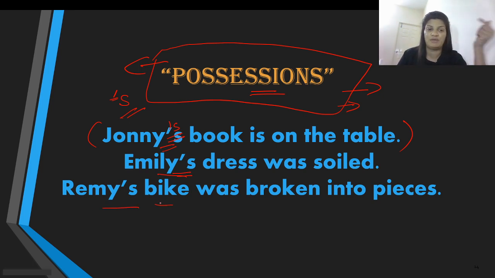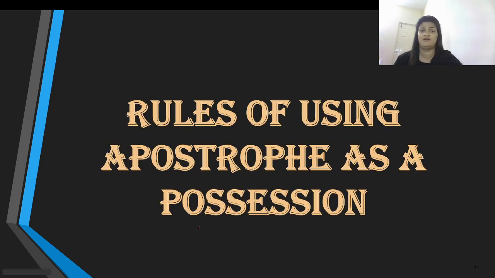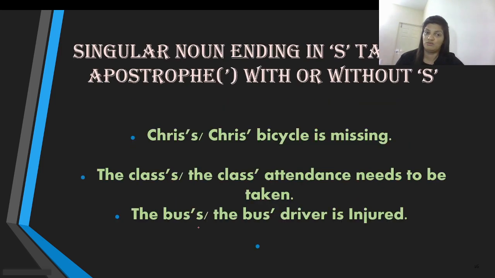Similarly, Remy's bike. Whose bike? Remy's bike. So rather than saying the bike which belongs to Remy, we are just using the apostrophe and the letter S. So this is the standard rule. This is the basic rule wherein you just add the apostrophe and letter S to show the possession or the ownership. But there are different types of nouns that we have, and you need to know how to use the apostrophe and the letter S with those. So I'm going to take you through a few examples and clarify that for you.